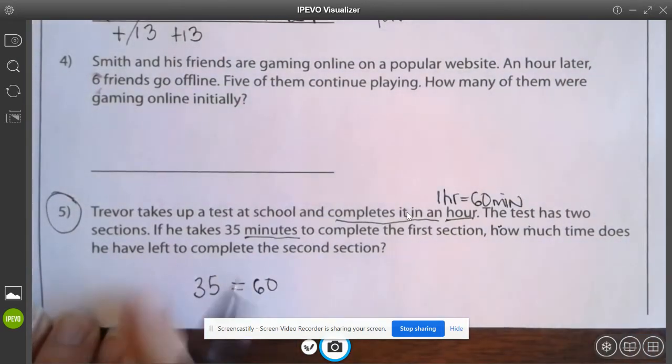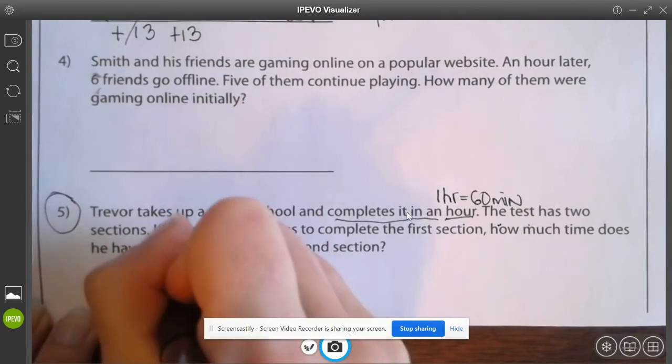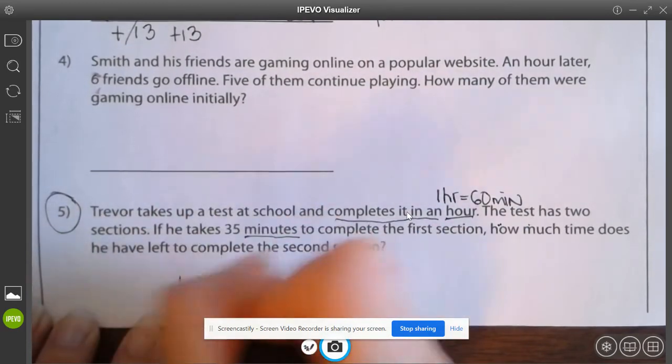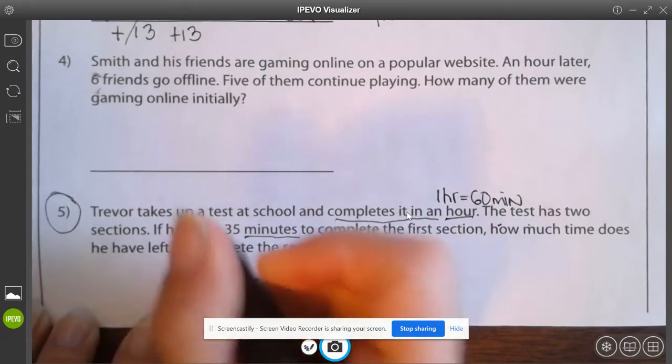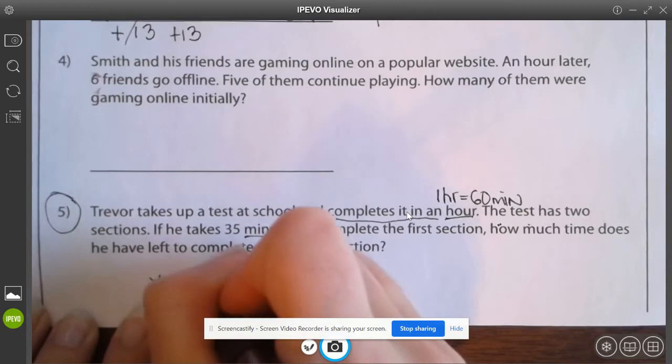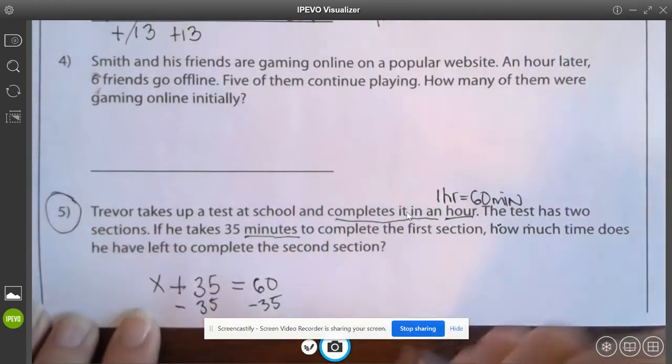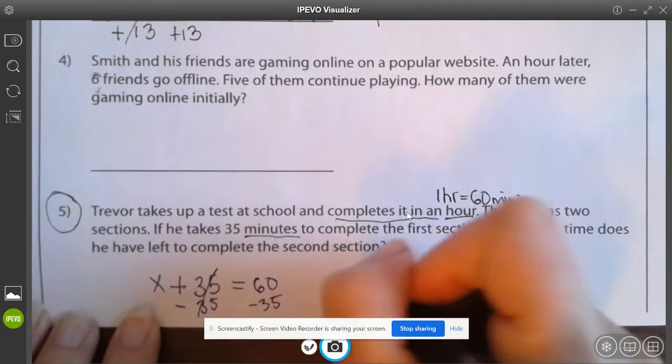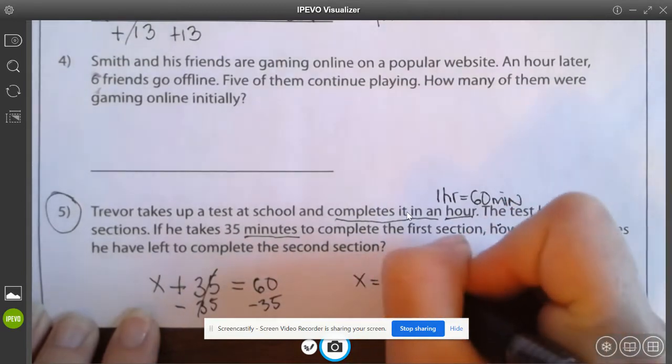So we've got to find out what's the rest of 60, right? To find out, we're going to have to see what plus 35 is 60. That's how you find out. Then the other test must have taken that number of minutes. So let's find that out. Minus 35, minus 35. That goes away. And then x equals 25.